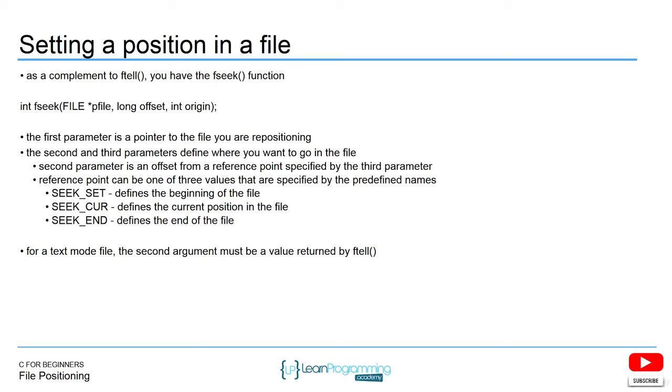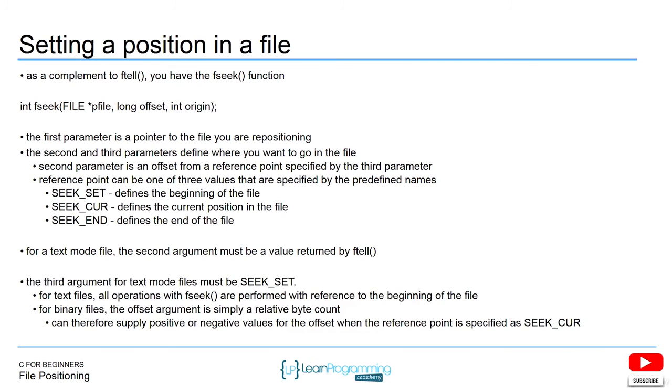Okay, so for a text mode file, the second argument must be a value returned by ftell. So you should notice that fseek and ftell are used together. The third argument for text mode files must be SEEK_SET. For text files, all operations with fseek are performed with reference to the beginning of the file. For binary files, which we haven't really learned much about, the offset argument is simply a relative byte count. You can therefore supply positive or negative values for the offset when the reference point is specified as SEEK_CUR. So let's look at an example.